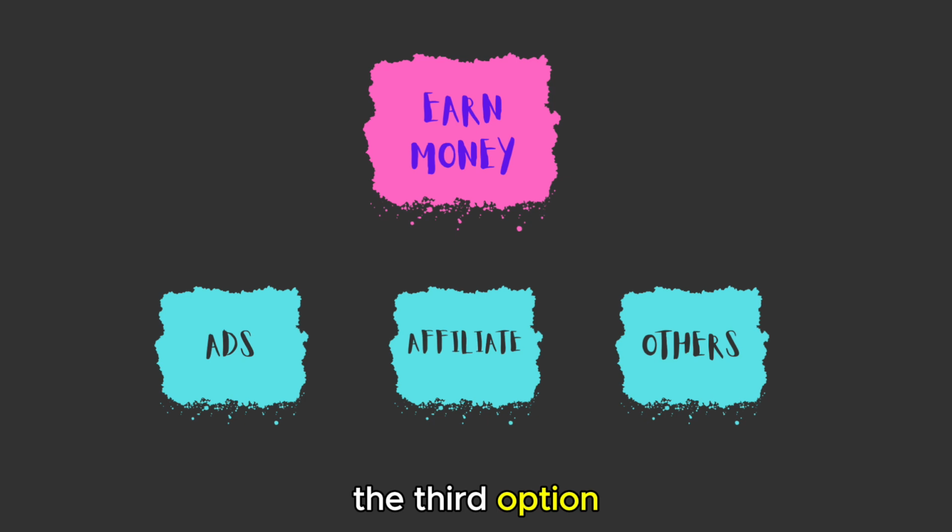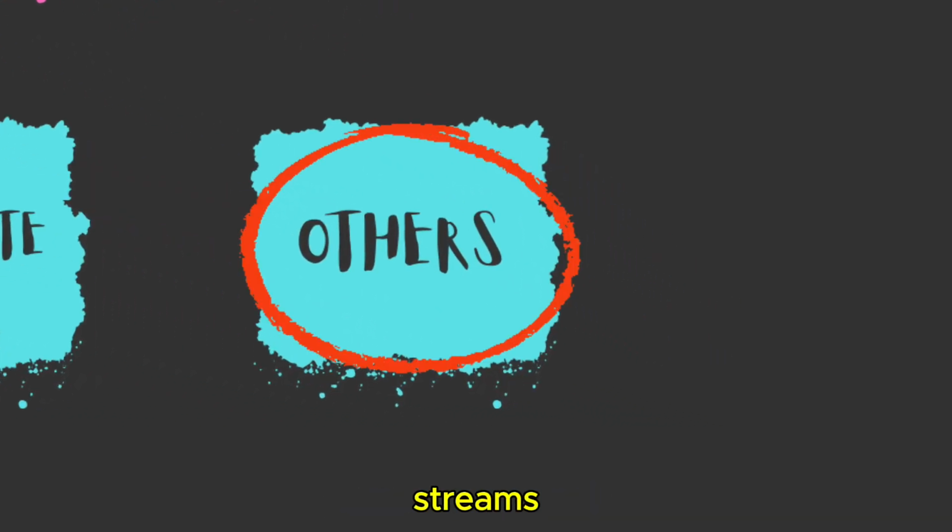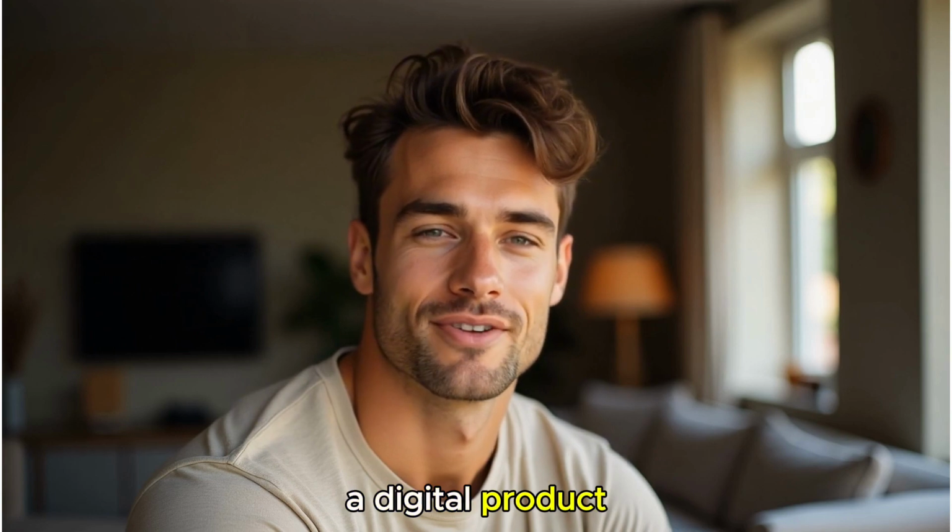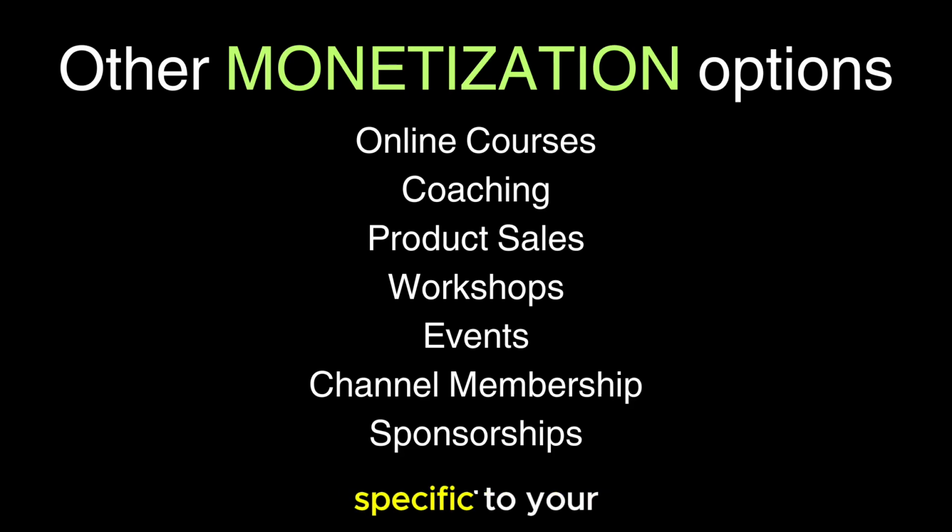The third option is to sell your own products, in addition to earning from ads or other revenue streams. This could be a digital product, a service you offer, or something specific to your field, like a course or tool. By mentioning these products in your videos and publications, you can generate income from them as well.